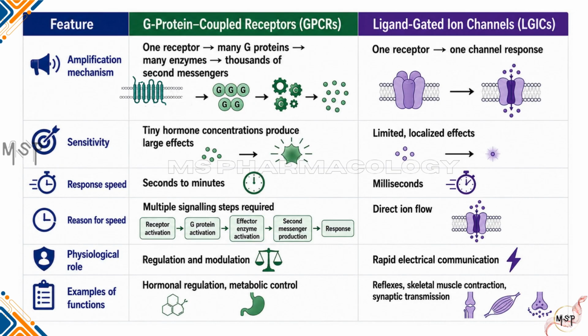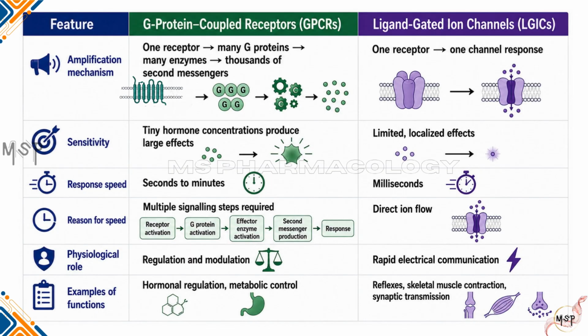Let us now compare the speed and physiological roles of these receptor systems. GPCRs operate on a relatively slow timescale. Their responses typically develop over seconds to minutes because multiple intracellular signaling steps are required. However, this slower signaling provides greater regulation and modulation. As a result, GPCRs play important roles in hormonal signaling, heart rate regulation, and metabolic control.